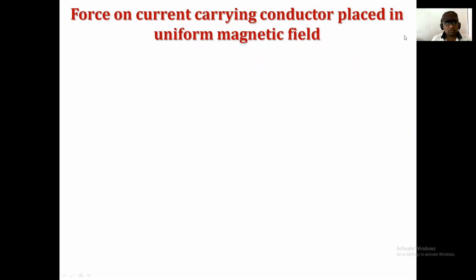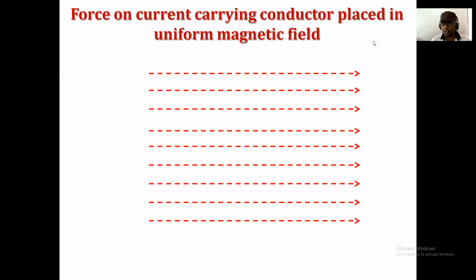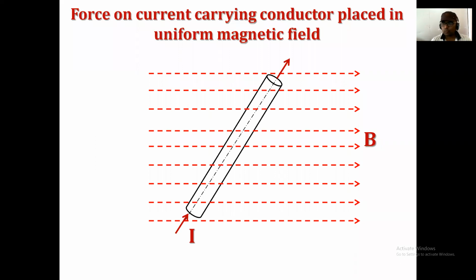In the previous session, the first point was the force on a current carrying conductor placed in a magnetic field. As we discussed, we consider a uniform magnetic field having a flux density of B Weber per meter square, and one conductor through which the current is flowing in this direction. The length of the conductor is L meter, and this conductor makes an angle theta to the magnetic lines of force.